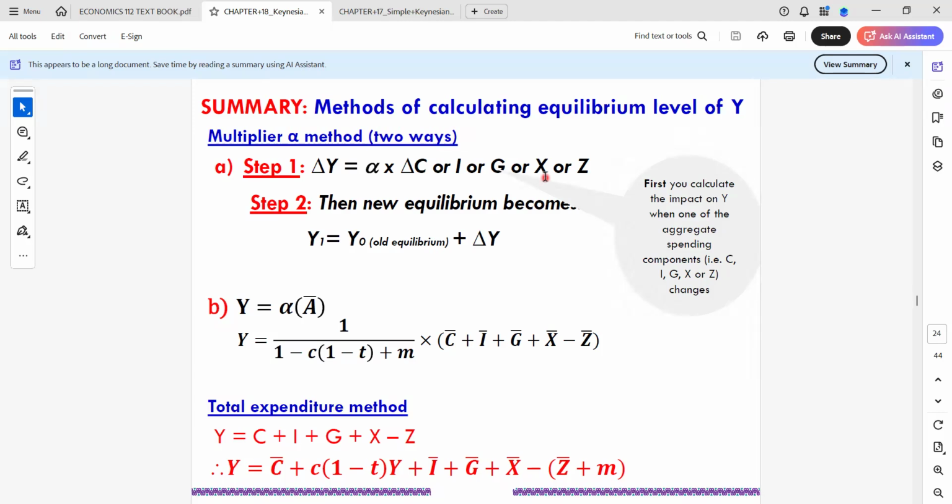Hi guys. In this video, I'm going to explain how to calculate the equilibrium level of income using this multiplier approach, right? Because I assume that you guys already know how to calculate the equilibrium level of income using this one, where you just say the equilibrium income equals the multiplier times all the components of autonomous aggregate expenditure, right? But I didn't explain this one, right?